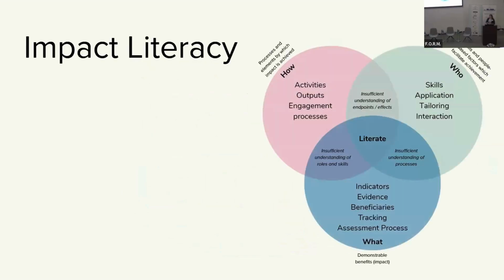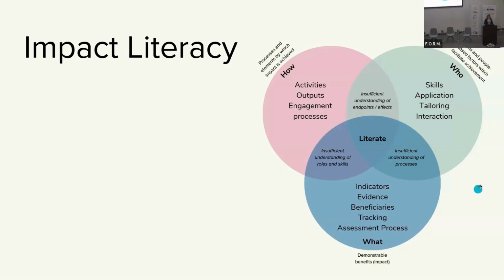And they do break it down a little bit further than that. In their article, they break down research impact literacy into these different sectors. And it's only when all of these areas overlap that a person, a researcher, or an institution would be considered impact literate. So they talk about the how, the processes and elements by which impact is achieved. They talk about the who, the skills and people-based factors which facilitate achievement. And they talk about the what, which are those actual demonstrable benefits of impact. And so you can see in the middle there, when you have all of them, that's when you're literate.